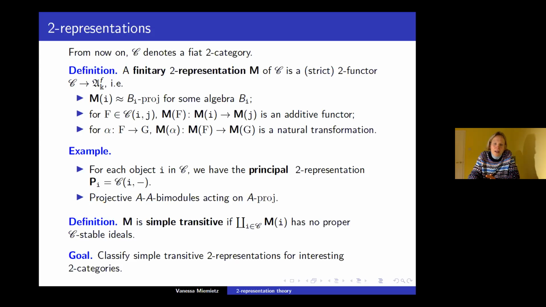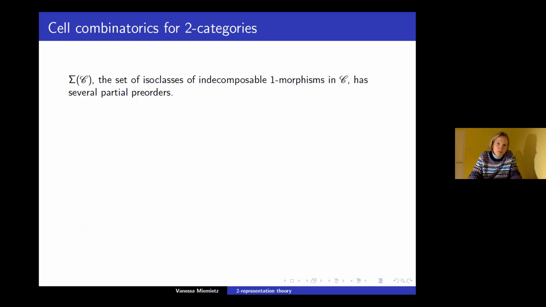Okay. And of course, once you've agreed what the correct categorification of the notion of a simple module is, then it's a natural question to ask, well, if we have some two-category, can we classify simple transitive two-representations? And the answer is, well, sometimes we can. But we can always construct one particular class of simple transitive two-representations. And to do that, we need cell combinatorics.